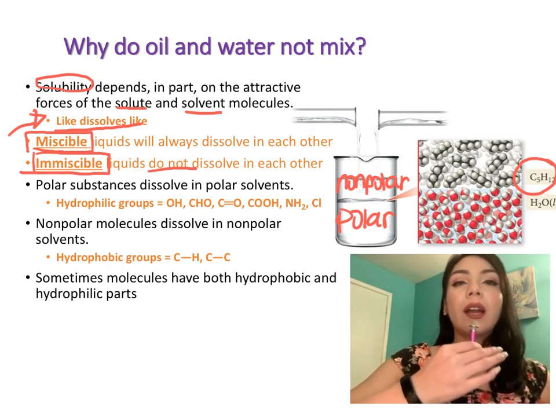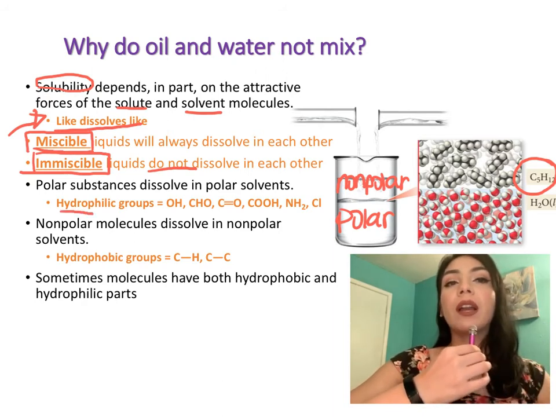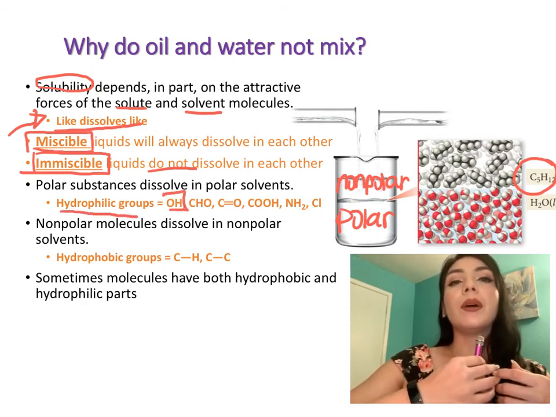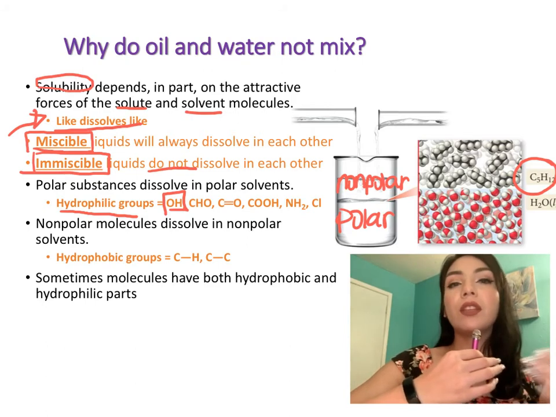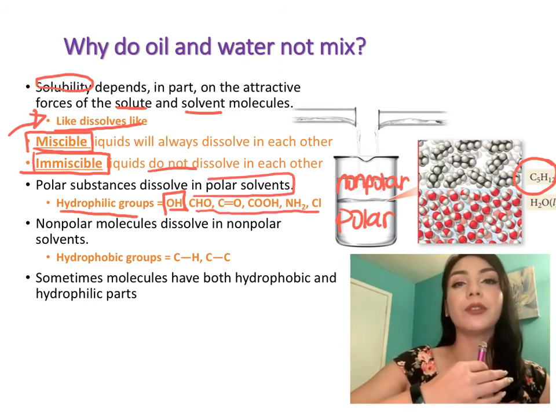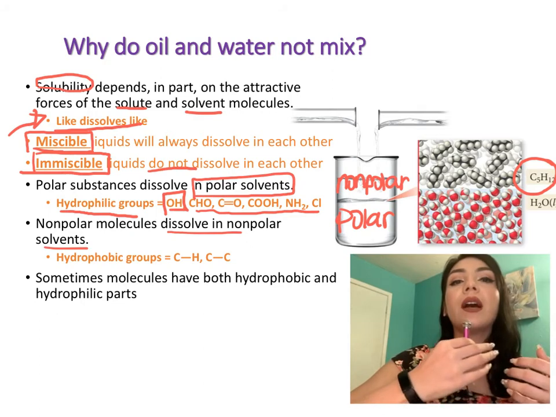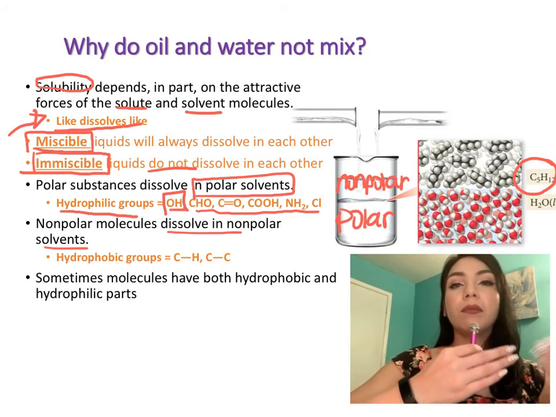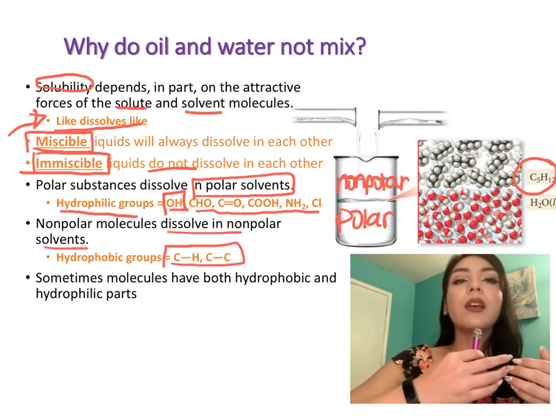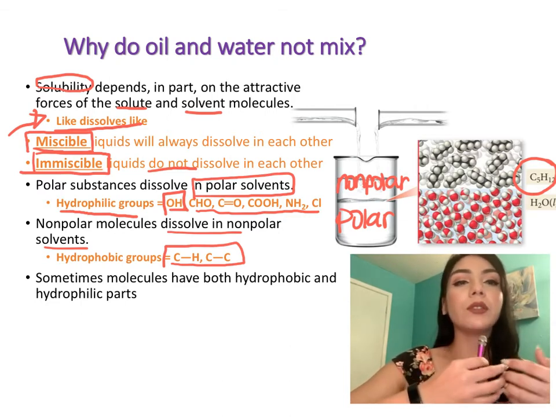Compounds like water are actually polar compounds that have hydrophilic groups. So, for example, water has an OH group, but polar substances can have any of these groups, and they will only dissolve in other polar solvents that have similar groups, versus nonpolar molecules will only dissolve in nonpolar solvents. And hydrophobic groups, meaning nonpolar type molecules, they'll typically be CH, CC type compounds.